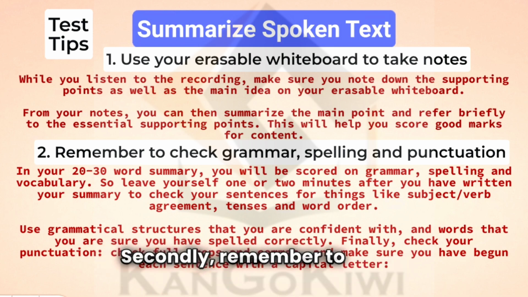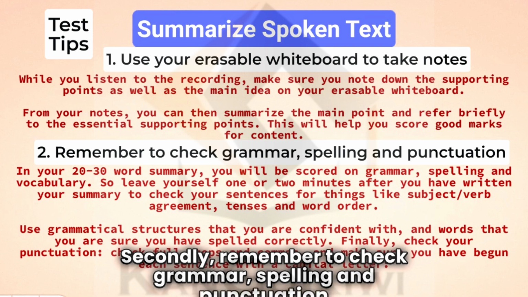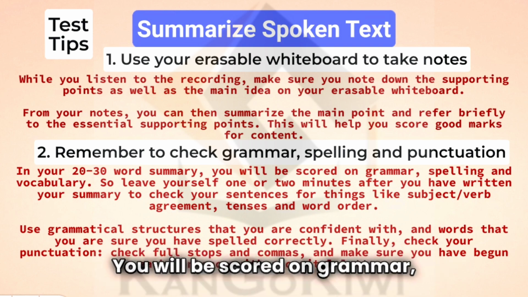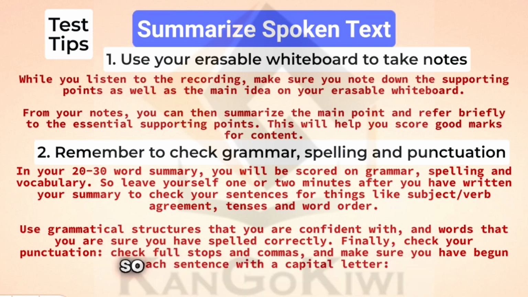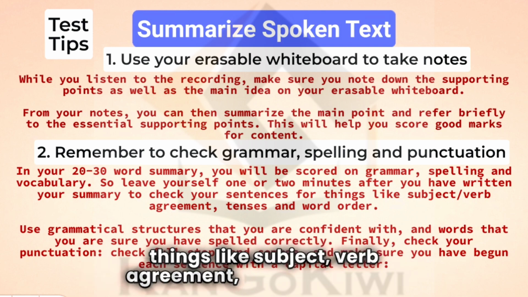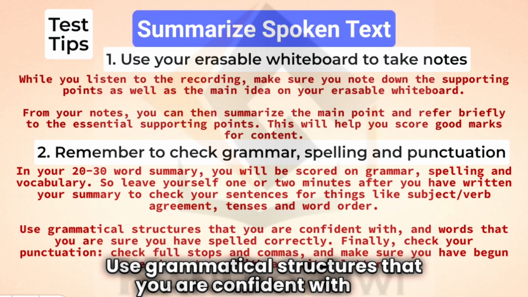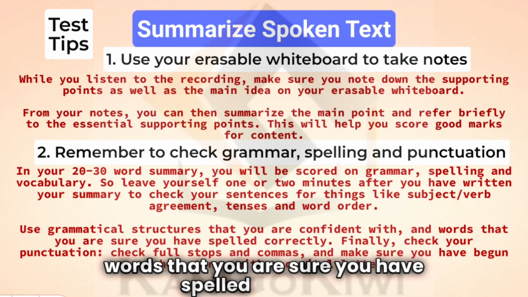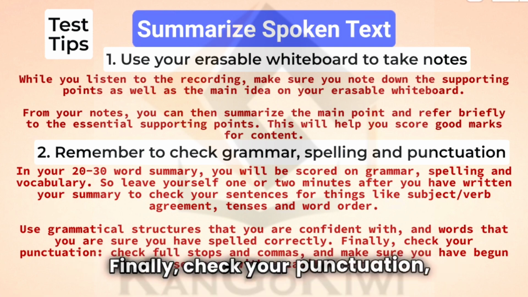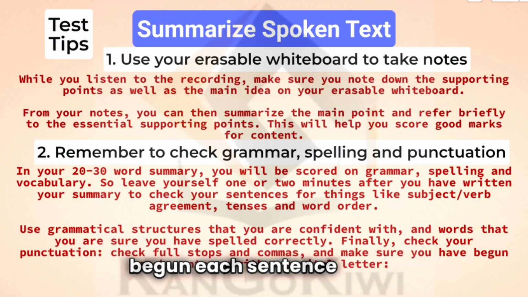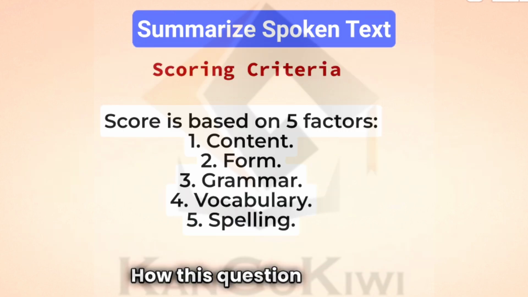Secondly, remember to check grammar, spelling, and punctuation. In your 20 to 30 word summary, you'll be scored on grammar, spelling, and vocabulary. So leave yourself 1 or 2 minutes after you have written your summary to check your sentences for things like subject/verb agreement, tenses, and word order. Use grammatical structures that you are confident with and words that you are sure you have spelled correctly. Finally, check your punctuation. Check full stops and commas, and make sure you have begun each sentence with a capital letter.